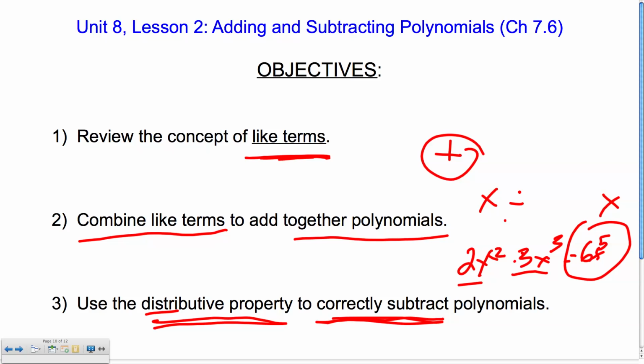When we add, remember, we're not adding our exponents like we did here. So just a thing to keep in mind.